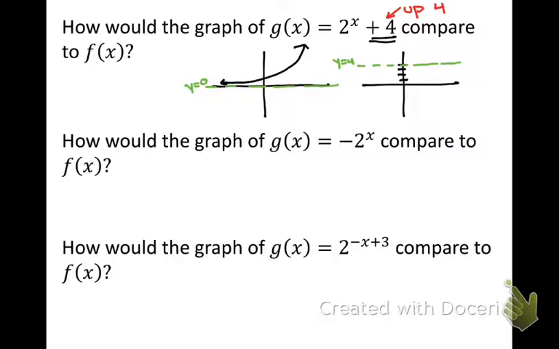That point 0, 1, if I move it up 4, is now going to be at 0, 5. So this was 0, 1. I moved it up 4. It ends up now at 0, 5. So realize that as I move my graphs up and down, it's important to remember that your asymptote will change.